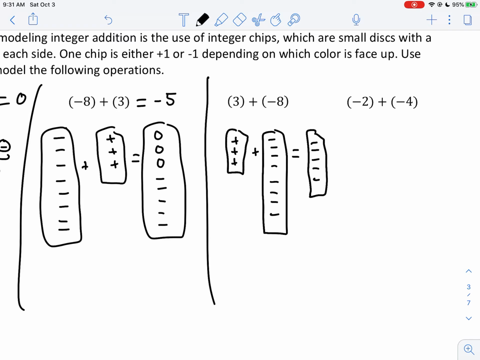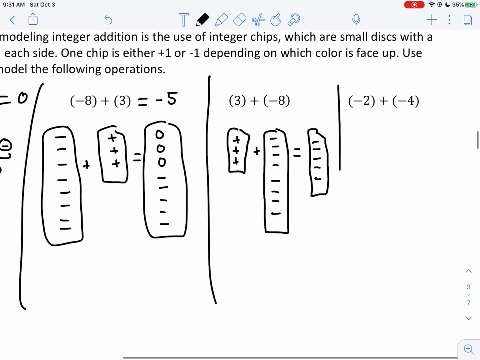What this is essentially showing us is that addition is still commutative with the integers, right? It doesn't matter how you combine these chips together, which one's on which side. Addition is still numerically commutative when you have integers. So it's commutative with whole numbers, also commutative with integers.